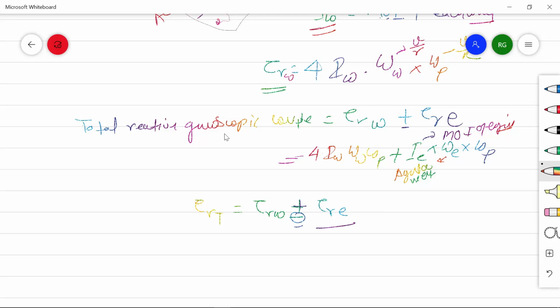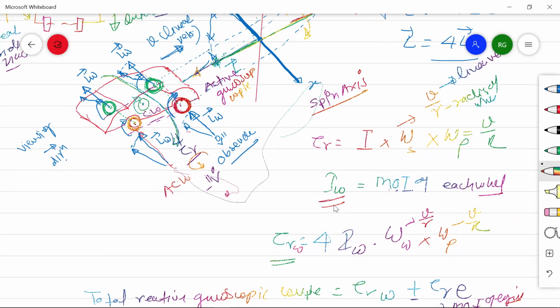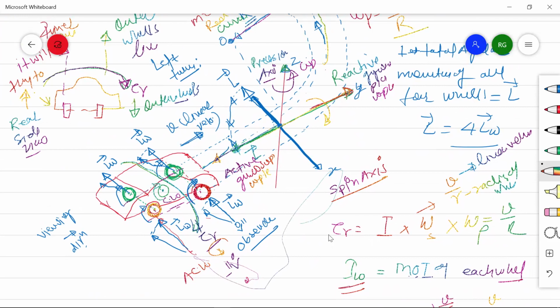So this is the effect of reactive gyroscopic couple on four-wheelers. We can say the reactive gyroscopic couple would try to overturn the vehicle in the outward direction from the turn. So this will try to lift up the inner wheels and it will try to push in the downward direction the outer wheels. These two are front wheels, and these two are rear wheels.